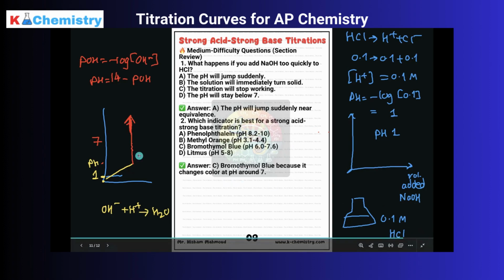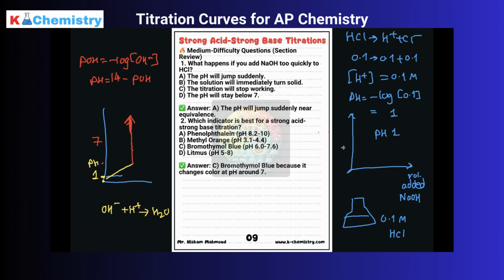Now, medium difficulty questions. Let me ask you, what happens if you add NaOH too quickly to the HCl? The pH will jump suddenly, or the solution will immediately turn solid, or the titration will stop working, or the pH will stay below 7. Of course, the pH will jump suddenly near the equivalence point if you add it suddenly, not gradually.